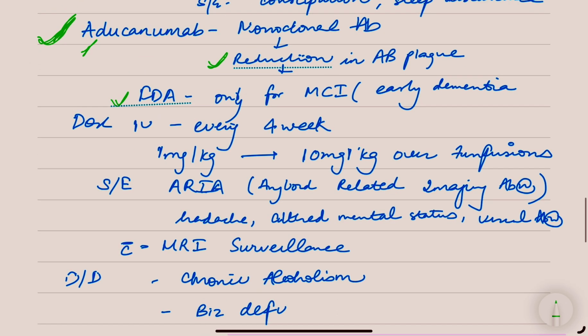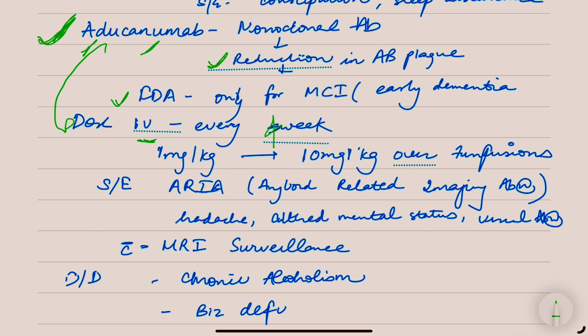So how to give this antibody? You can give it by IV route. Every 4 weeks you can give it, starting with 1 milligram per kg, and you can go up to 10 milligram per kg over 7 infusions.